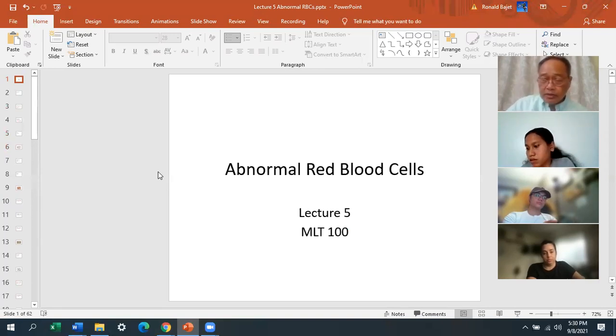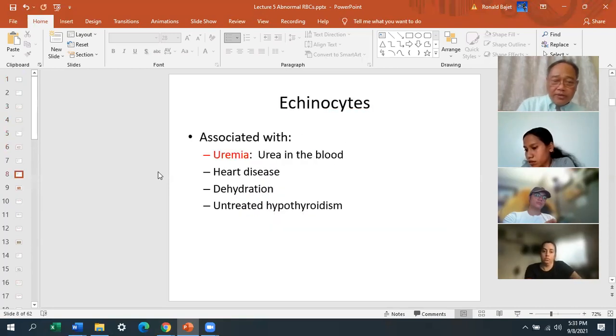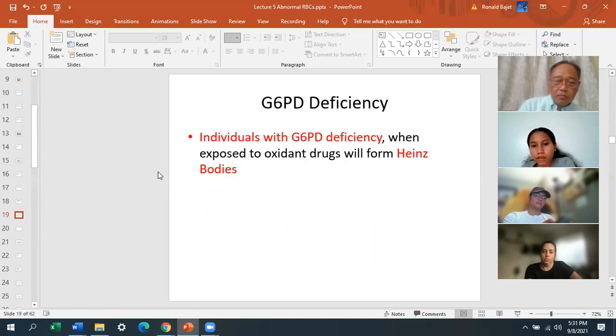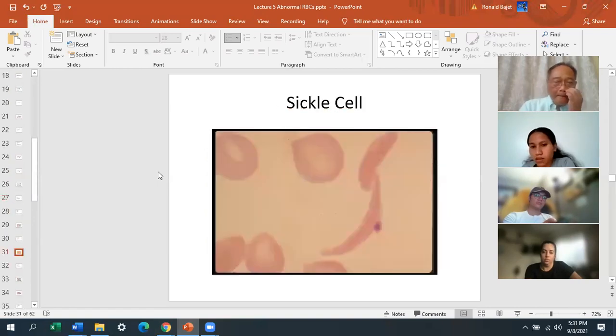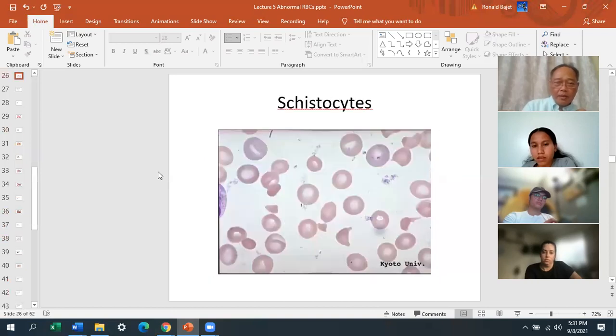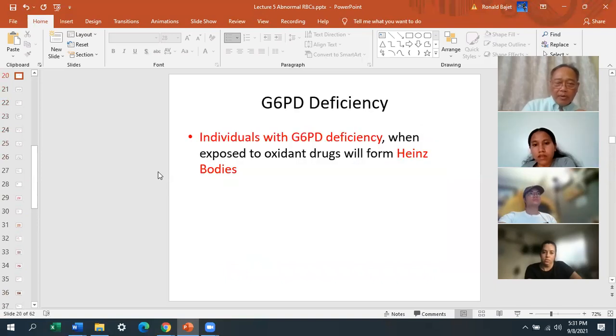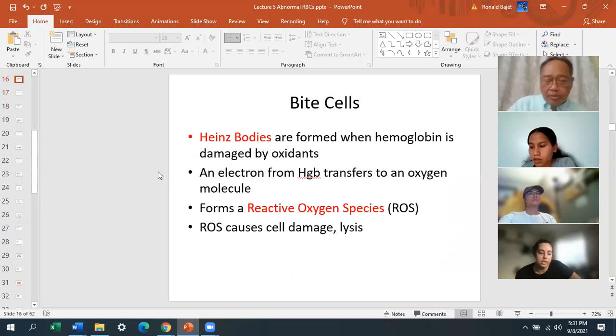So in the presence of oxidant drugs, hemoglobin is bound to oxygen, right? An electron from the hemoglobin is transferred to an oxygen molecule. That electron is kicked out of the hemoglobin because of the oxidant drugs, the chemical, the toxin. Your normal relationship is hemoglobin binding to oxygen, but in the presence of oxidants, it kicks out an electron from the hemoglobin molecule to the oxygen molecule, and that's where you form the reactive oxygen species.